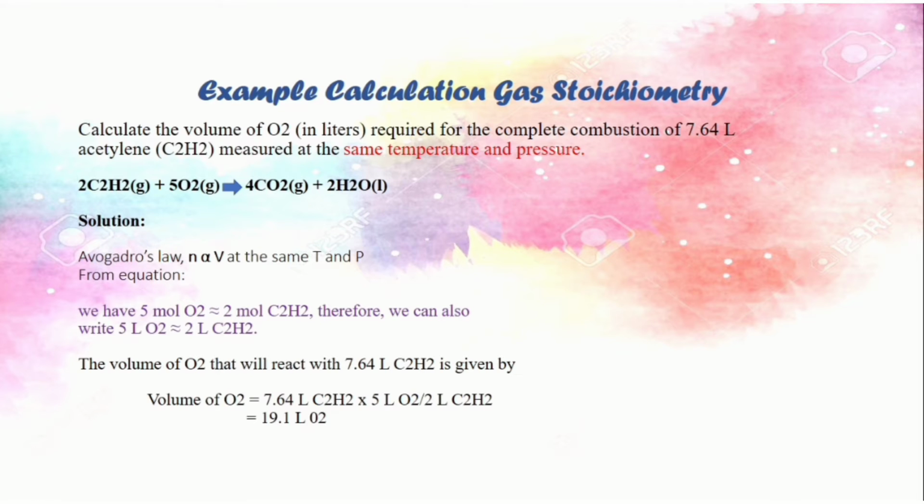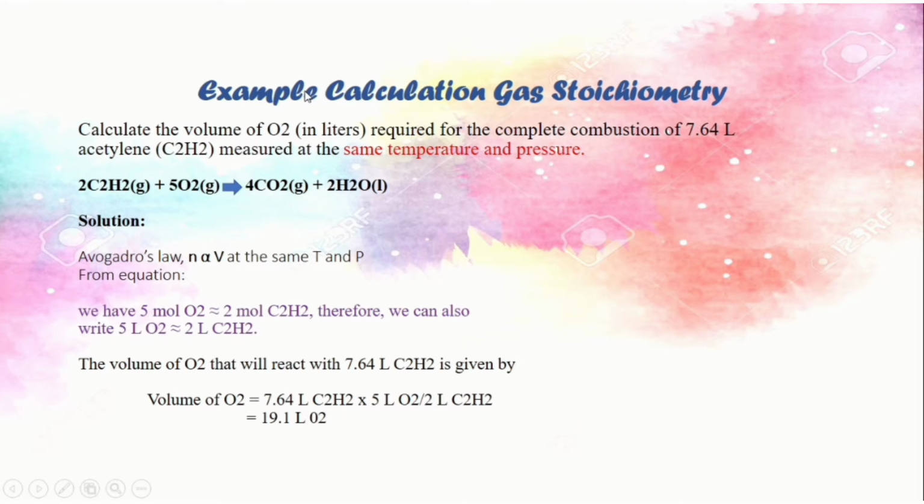For the question: calculate the volume of oxygen in liters required for the complete combustion of 7.64 liters of acetylene, which is C2H2, measured at the same temperature and pressure. For this question, they have given the equation, which is 2 moles C2H2 react with 5 moles of oxygen, to produce 4 moles carbon dioxide and 2 moles of H2O.